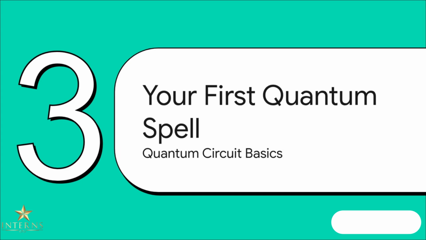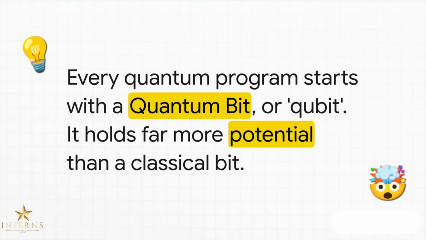Okay, our toolkit is officially ready. Now it's time to learn the words of power, the basic components that make up any quantum program, or, as we're calling it, our first quantum spell. So in the normal computing world, we work with bits, right? They can be a 0 or a 1. Simple. Well, in the quantum world, we have the qubit, and here's the crazy part. It's not just a 0 or a 1, it can be both at the same time. That's where all its incredible potential comes from.